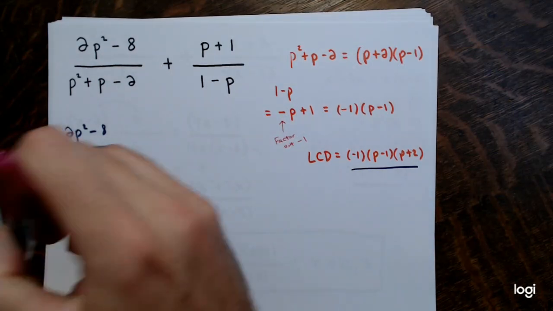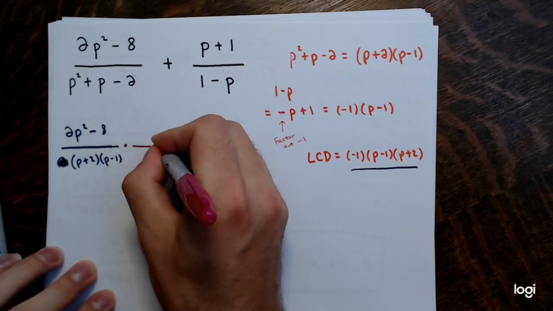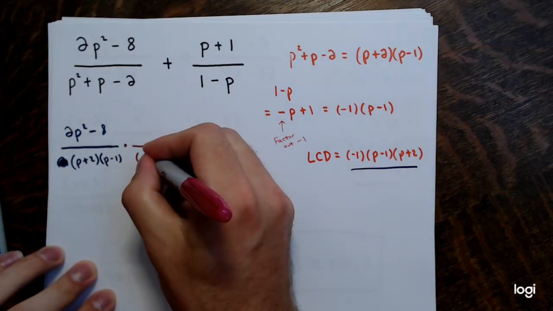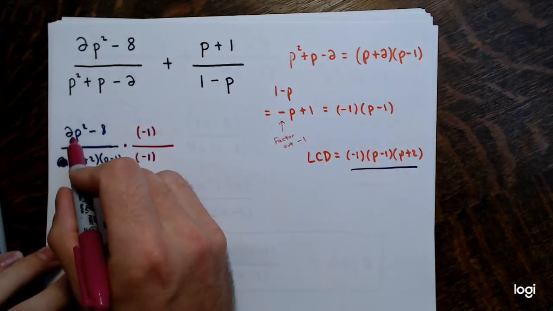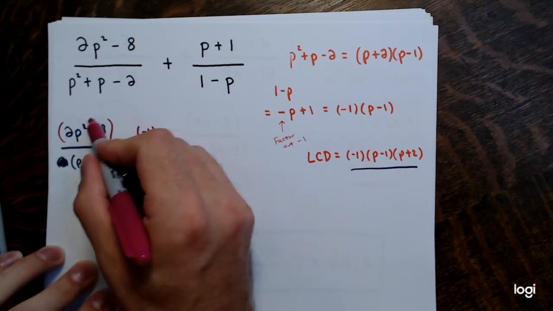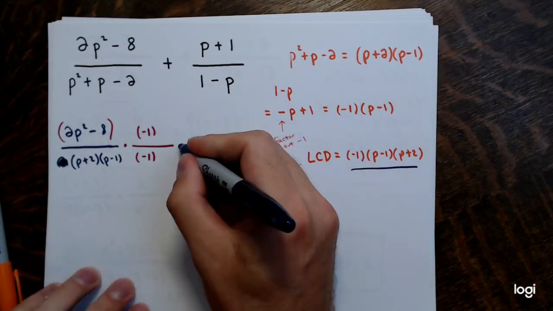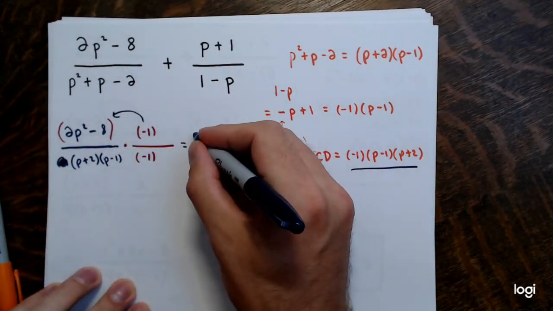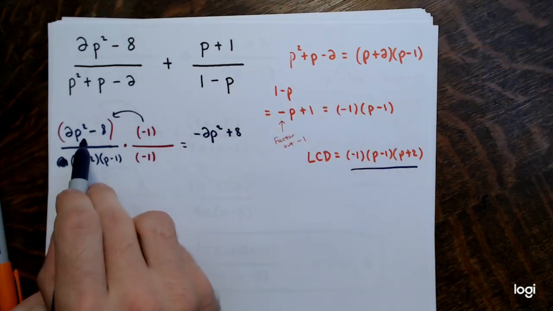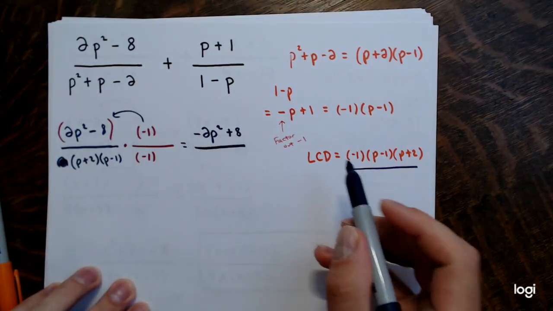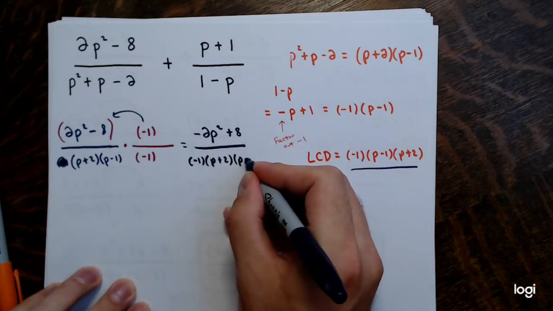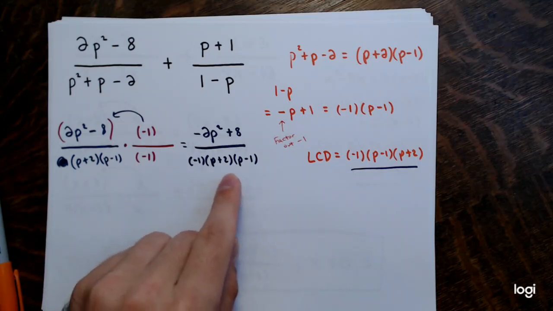And then I'm going to multiply the numerator and denominator by the same thing so that we get this to look like this. Now the only thing that's missing is a negative 1. Alright, and then the numerator has multiple terms, so I'm going to put that in parentheses. We're going to be distributing this negative 1. So after distributing, that'd be negative 2p squared plus 8 is the numerator now, divided by this LCD, negative 1 times p plus 2 times p minus 1. Okay. Again, doesn't matter the order.